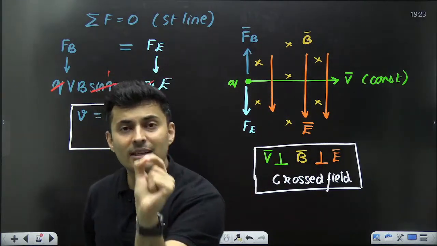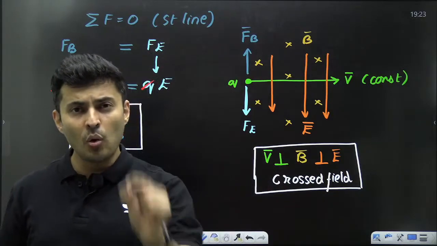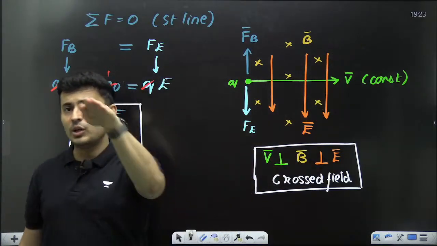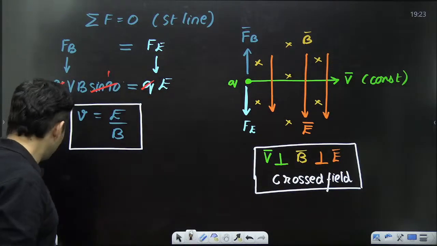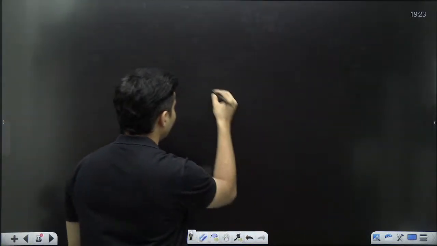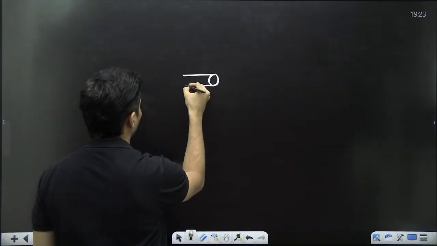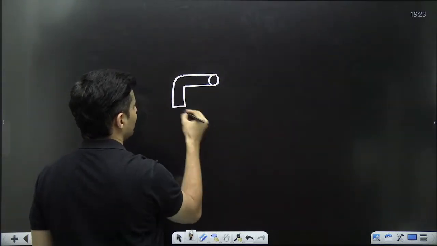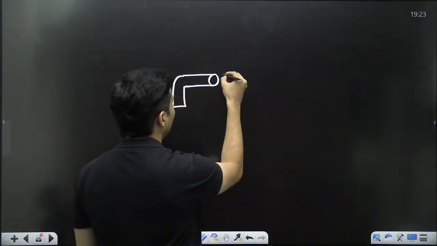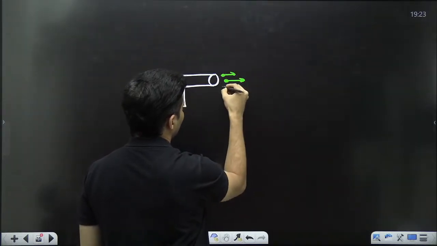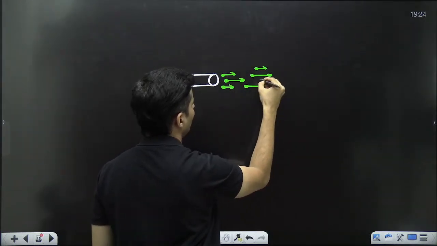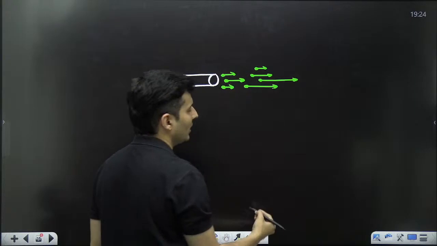So only certain velocities will be able to go in a straight line. This is the principle of a device called a velocity selector. Imagine I have an electron or a charge gun. This is basically a gun which shoots out charges moving at very, very different speeds. Some charges are moving slow, some charges are moving really fast, and so on and so forth.